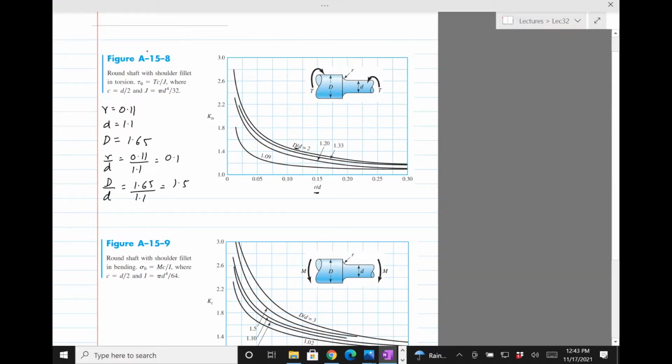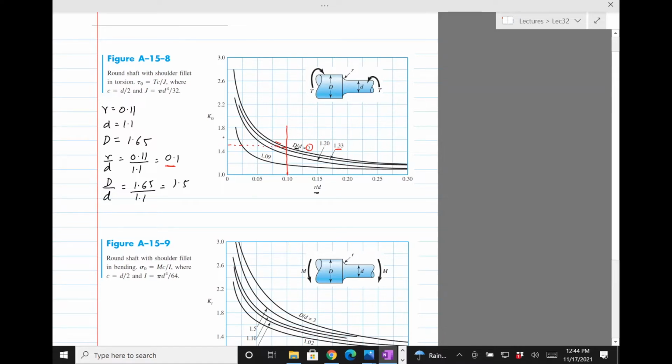Okay, so let's see where this is. This is probably not on the curve. This is 2, and there's 1.33. So we don't really have 1.5 there; it's somewhere in between those two lines. And then we need to go to 0.1 for our r divided by d. So that's here. We need to go along this and somewhere in between. So that should be our KTS.